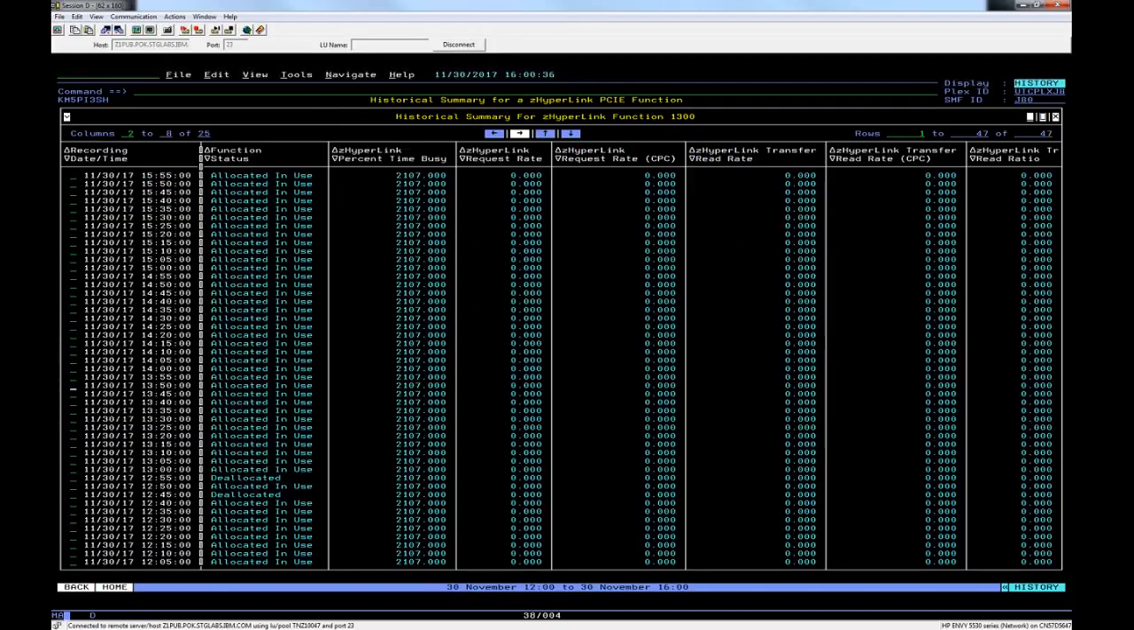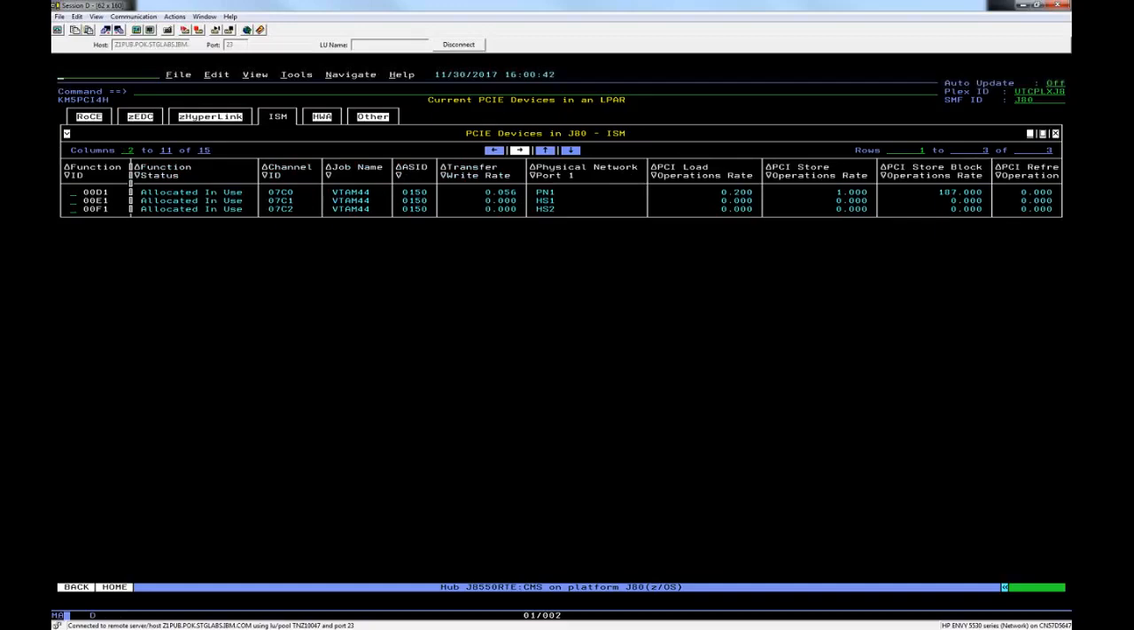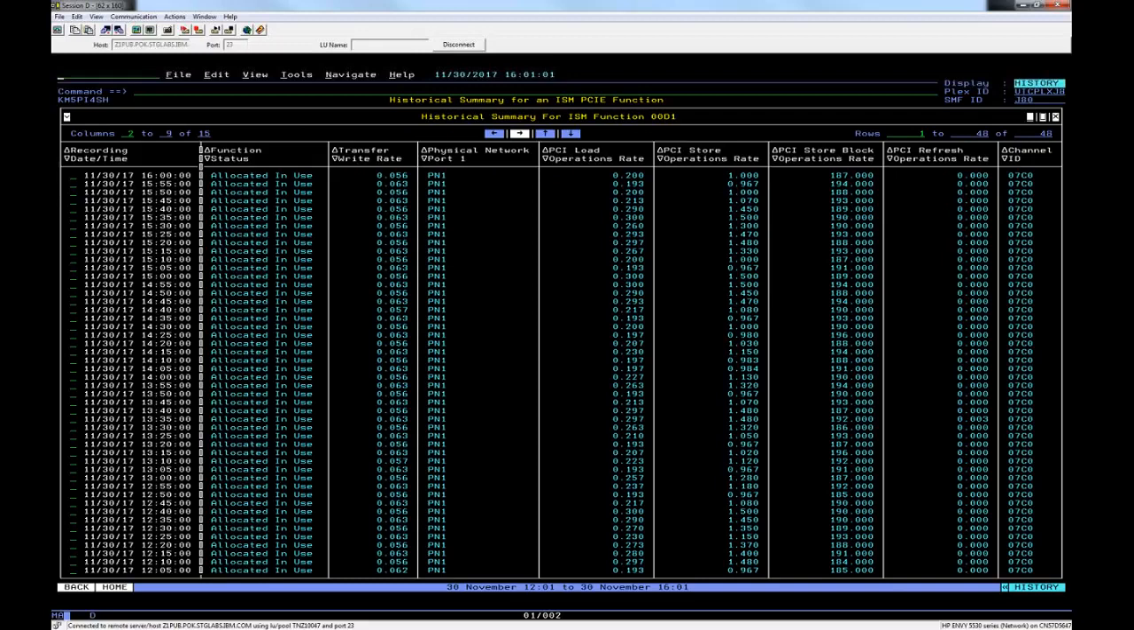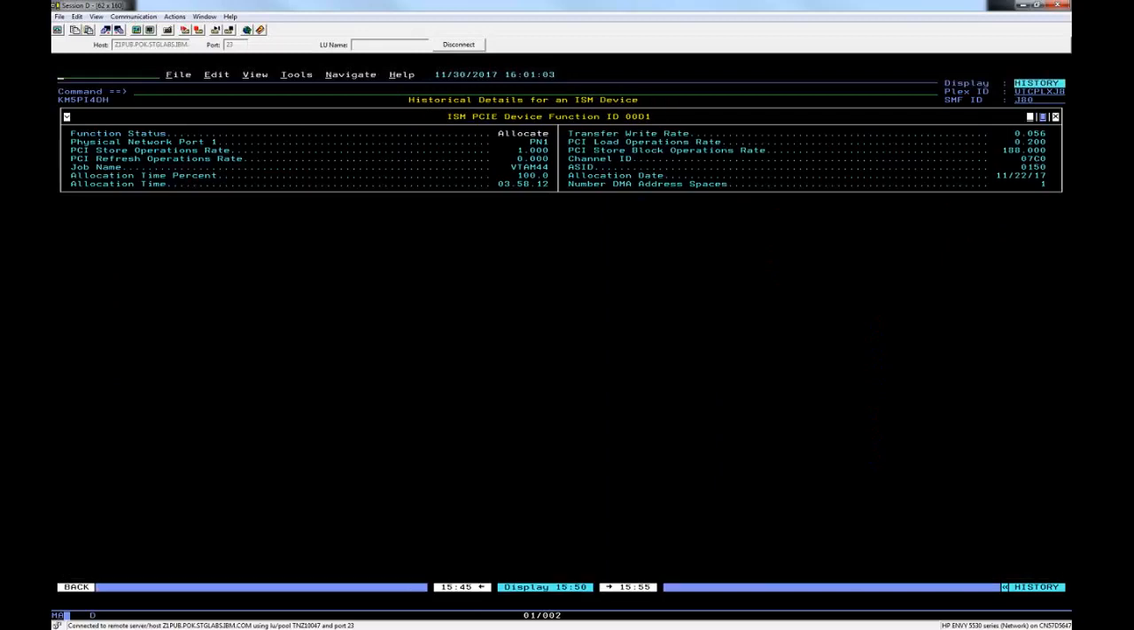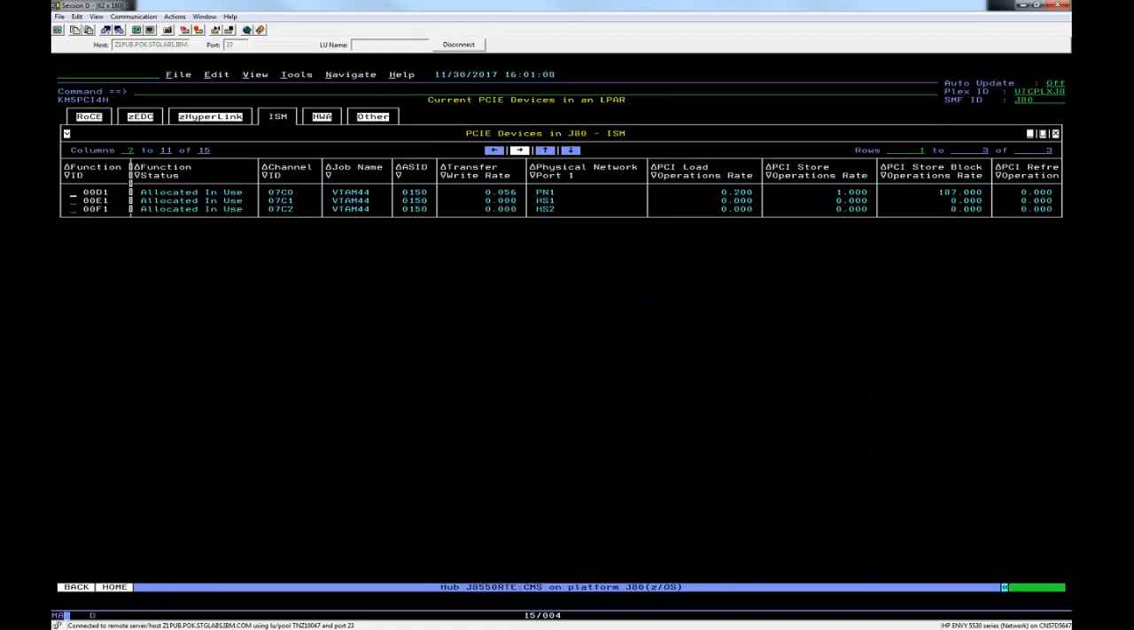And finally, we have internal shared memory. It's sort of like RoCE, but LPAR to LPAR, if you like. It's memory to memory in the same box, but across LPARs. And not too many metrics here. Basically, you're looking at the physical network port and the transfer and write rates, all of the other common metrics for the PCIe card, history, and portrait format.